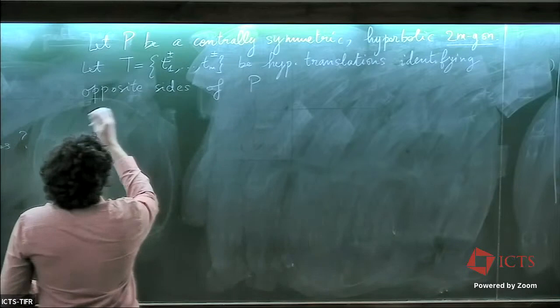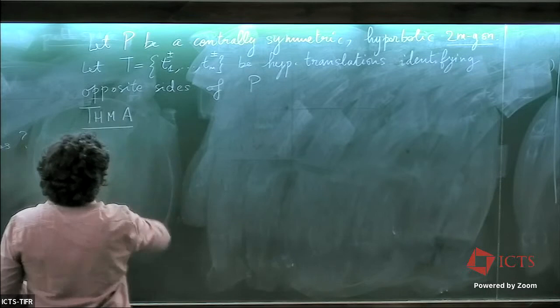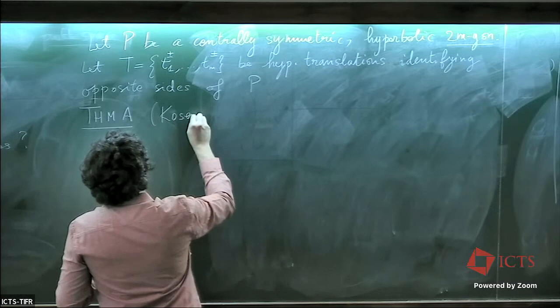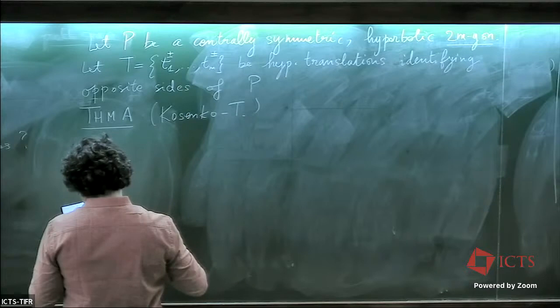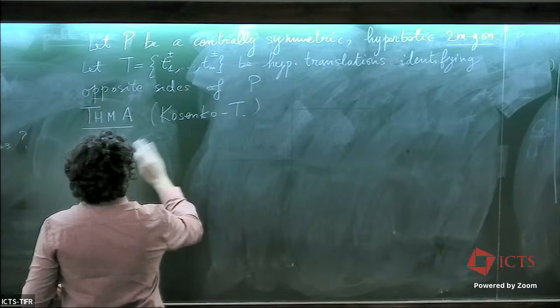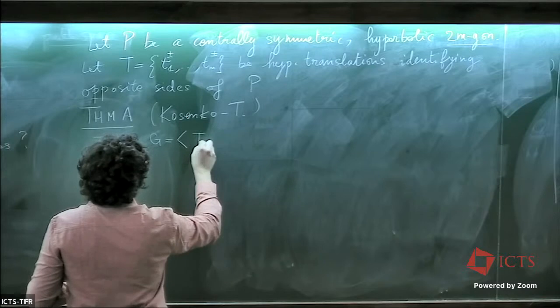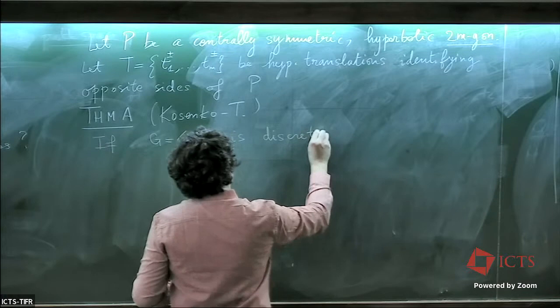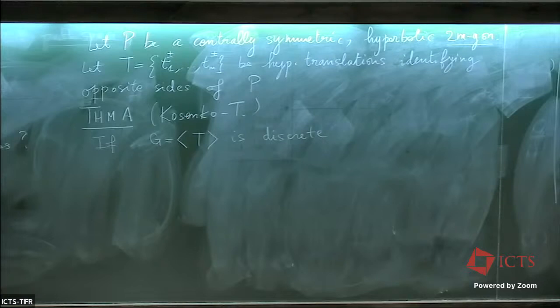Okay, so the theorem, which I will talk about in the last lecture, which is by myself and PhD student Peter Kosenko, is that in this condition, if G, the group generated by T, is discrete, which by the way can be checked by looking at the angles in this polygon, there's a Poincaré condition. So basically the sum of all the angles has to be a rational multiple of pi. There is some more combinatorial condition.